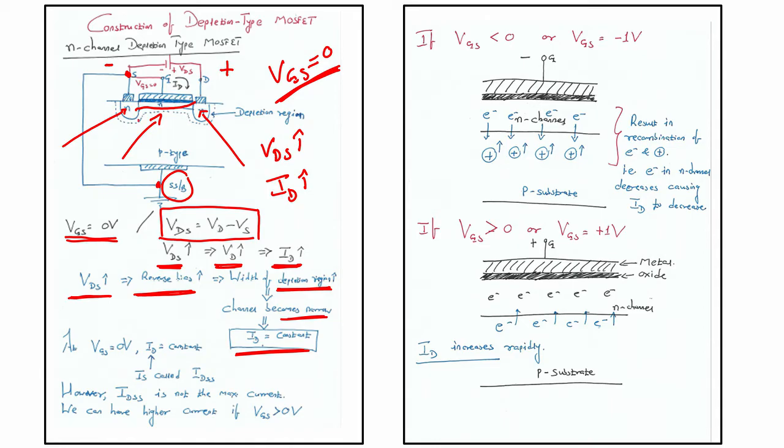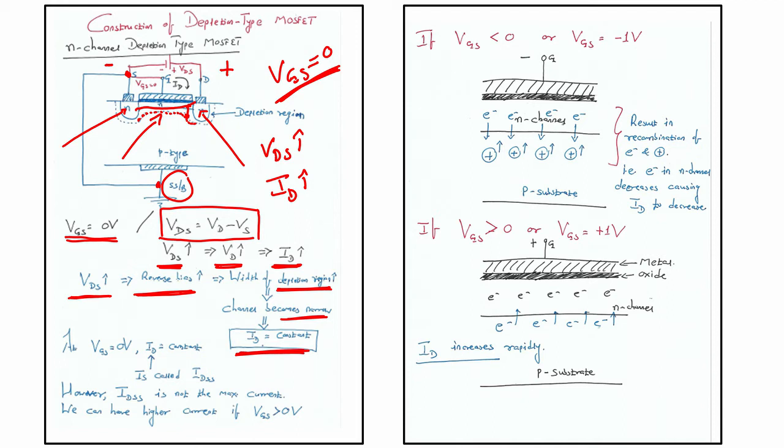Now, the width of the depletion region will be like this. So, the width of the depletion region is increasing. If the width of the depletion region is increasing, that means the channel is becoming narrower. If the channel becomes narrower, my current ID will be constant, right.